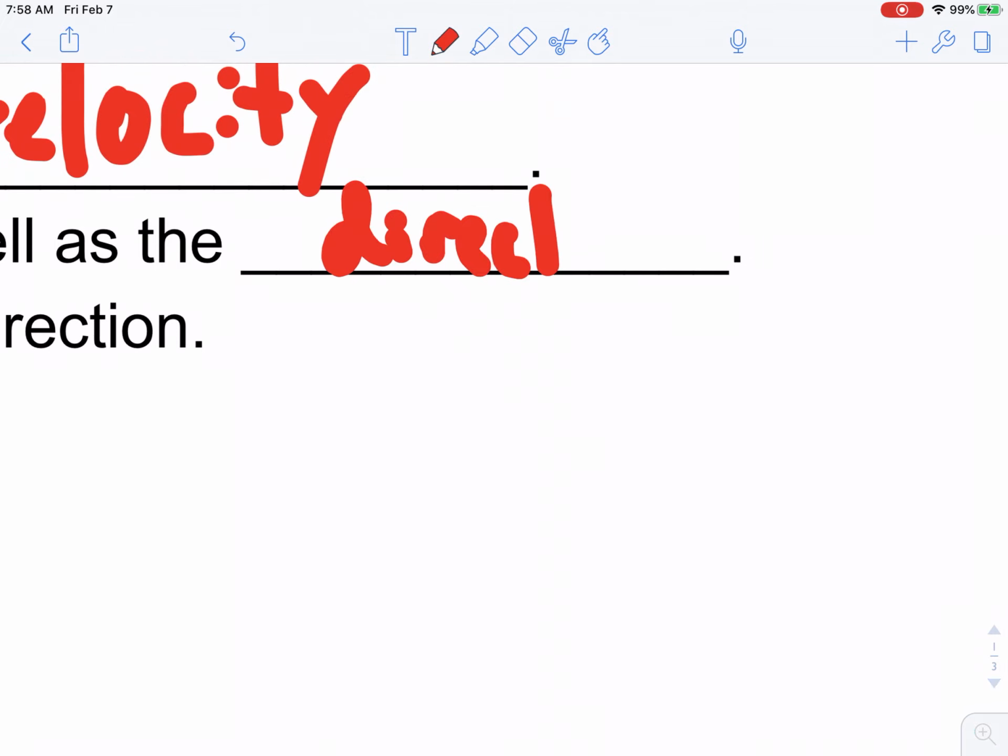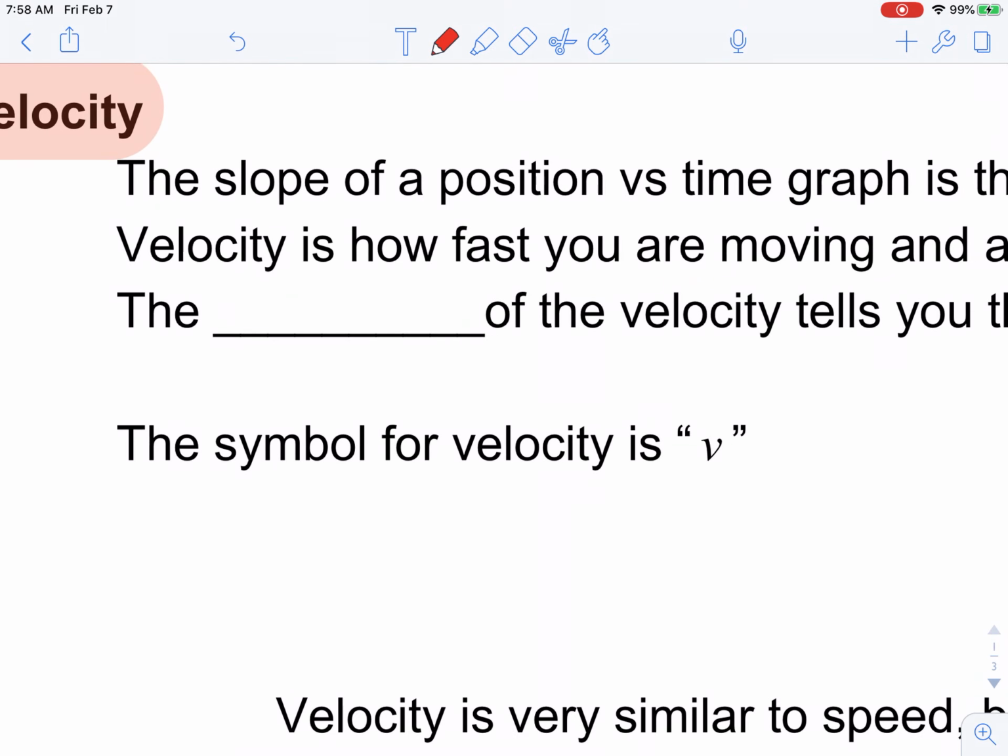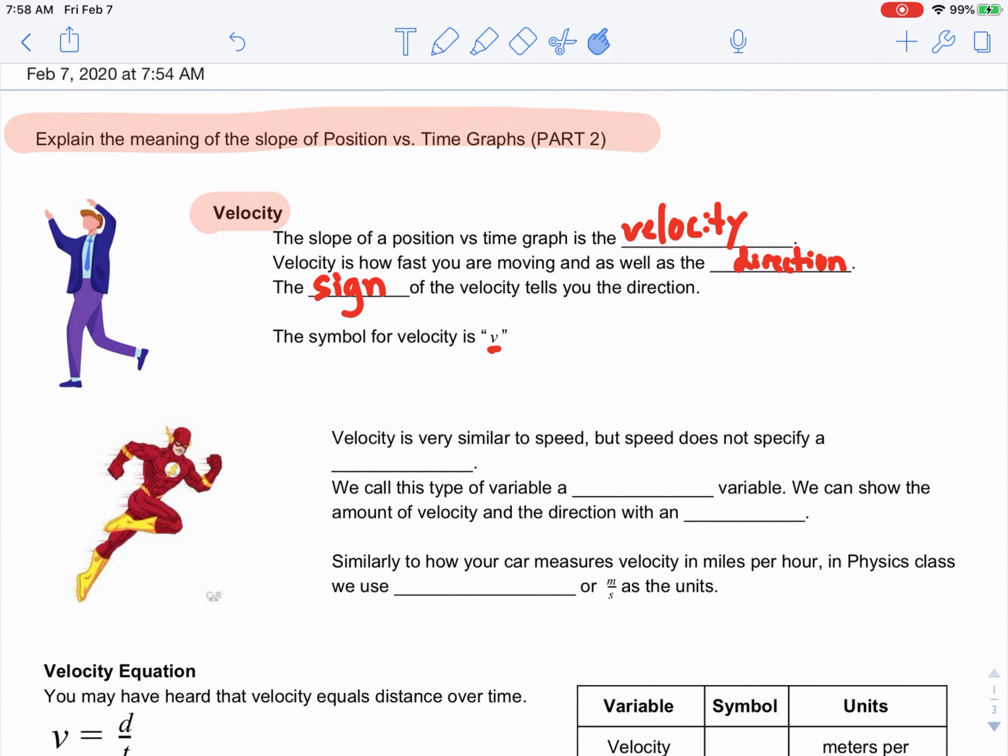So we specify a direction with velocity. The sign of the velocity tells you the direction. Is the velocity positive or is the velocity negative? And that tells you whether he's going left or right. And the symbol for velocity is v. This is all straightforward stuff, people.